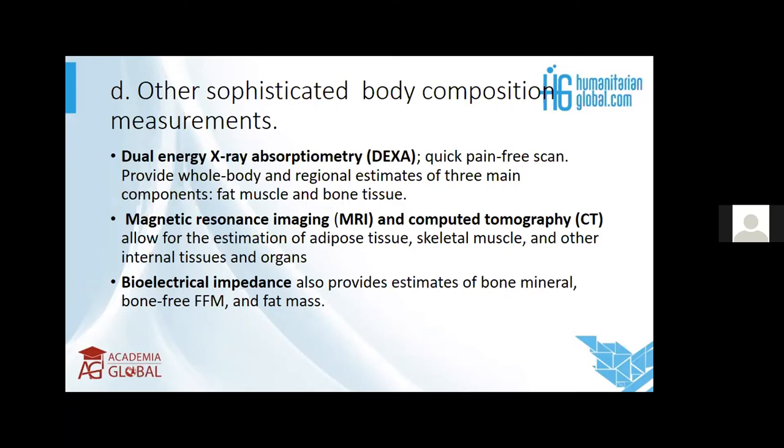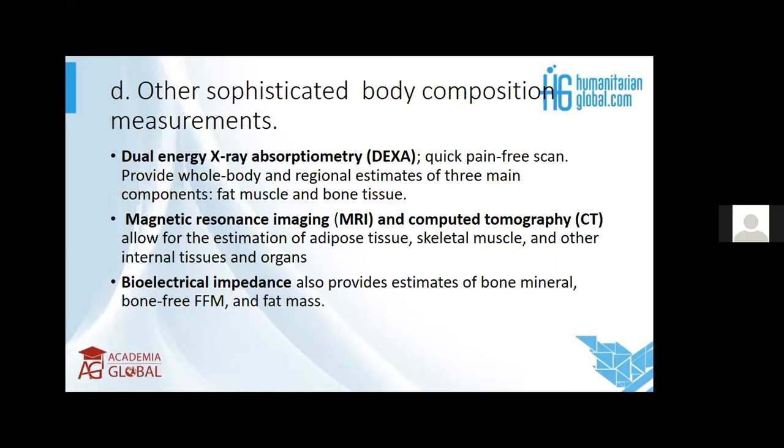Now, we were talking about the sophisticated body composition measurements. These methods are used in clinical setups because they require sophisticated equipment, some types of x-rays and scans that usually classify the body components and quantify them. So some of the technologies that are used are the scan, that is the DEXA. We have the MRI, that is magnetic resonance imaging, and the CT, that is computed tomography, types of x-rays that also give the components of the body.